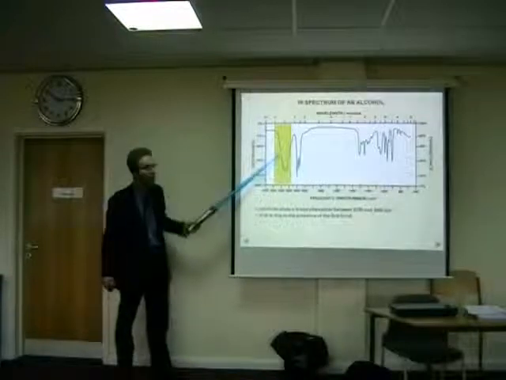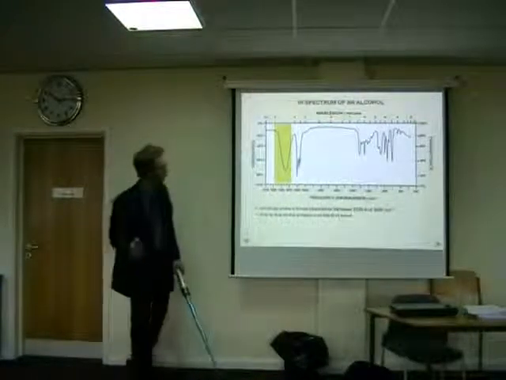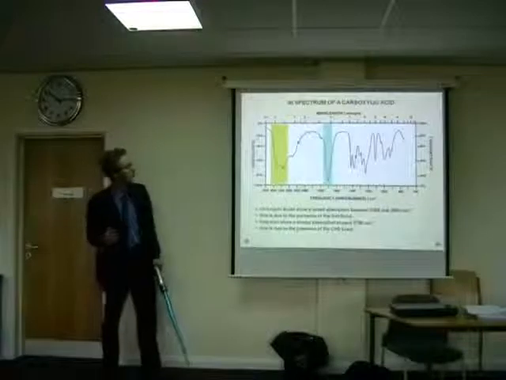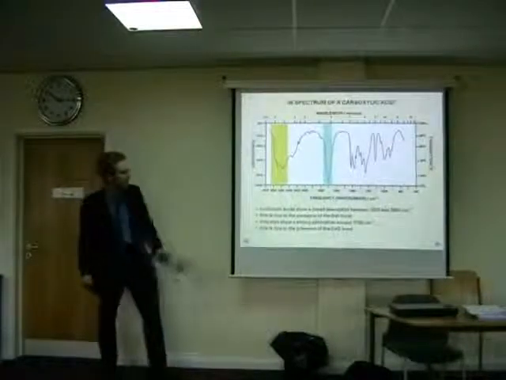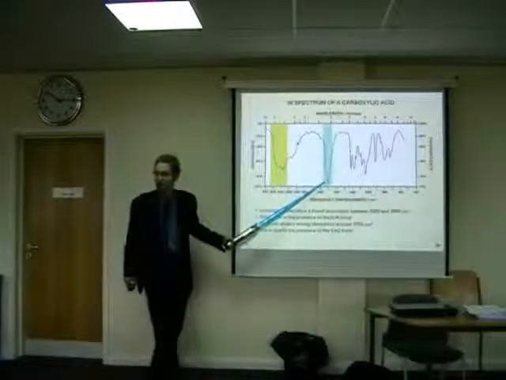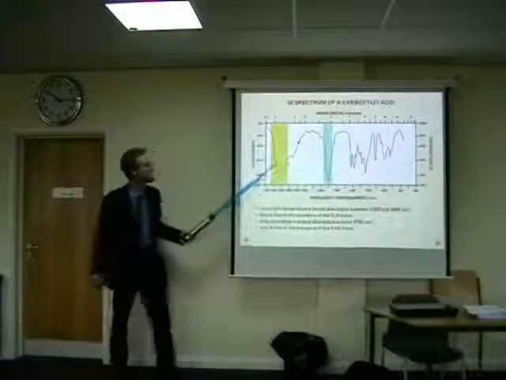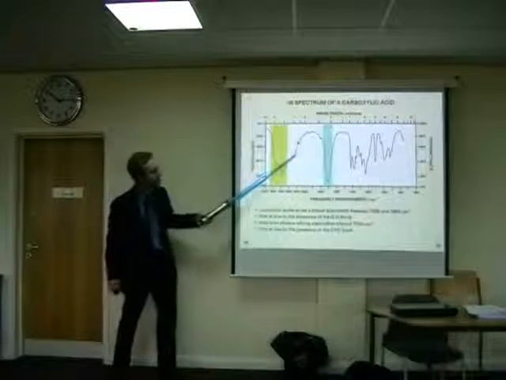So, this is the OH peak. It's how breathalyzers work. This is a more complicated one. This is a carboxylic acid. There's your C double bond O peak. And there's your OH peak. This bit here, that's a CH peak.